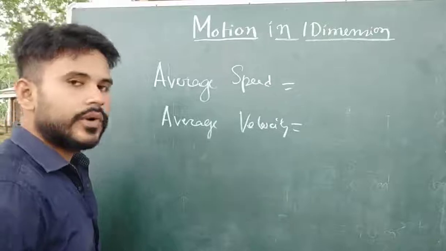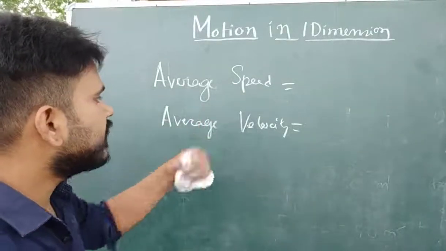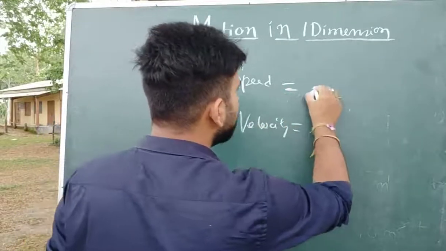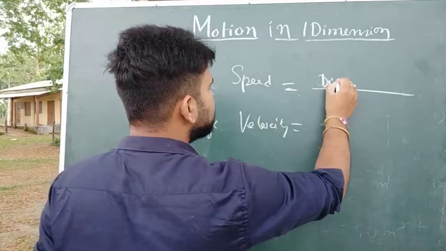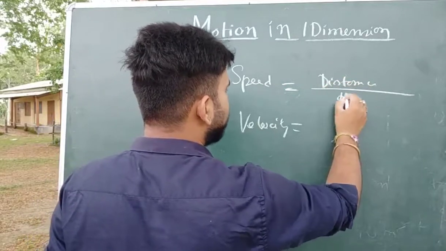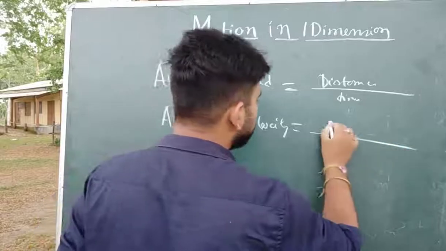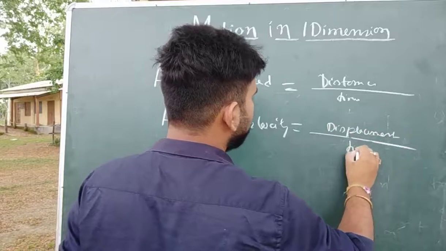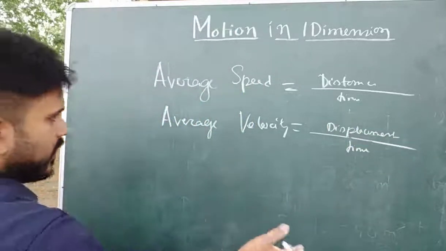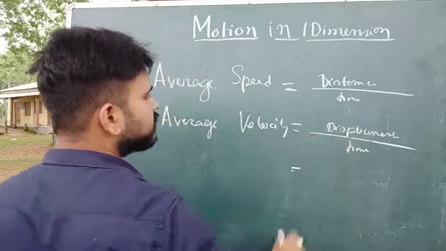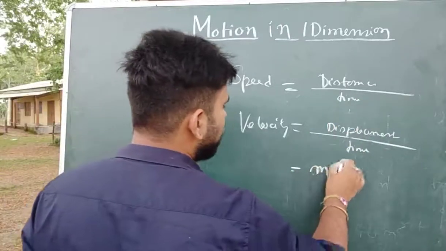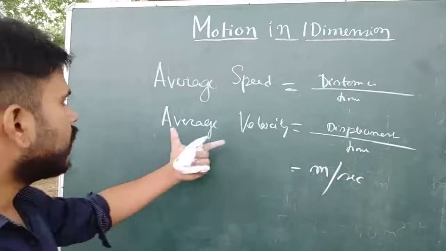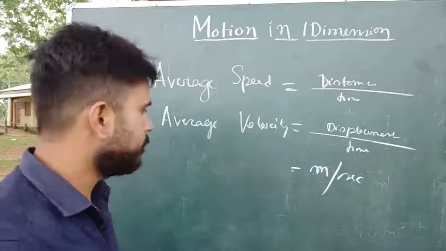Now our next physical quantities which we will study are average speed and velocity. What is average speed? Average speed is itself a scalar quantity. So average speed is distance divided by time. And what is average velocity? Displacement divided by time. The unit of distance or displacement is meter, and the unit of time is second. So as a whole, we get the unit for speed and velocity as meter per second.